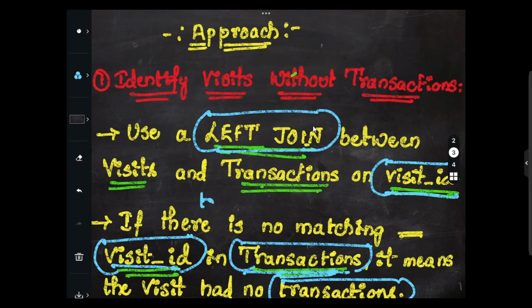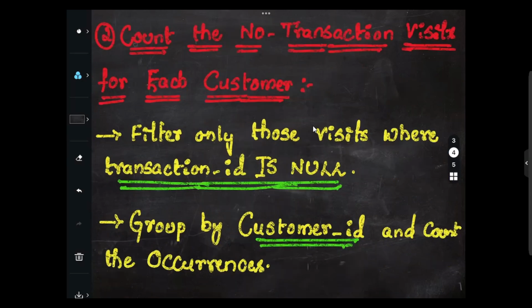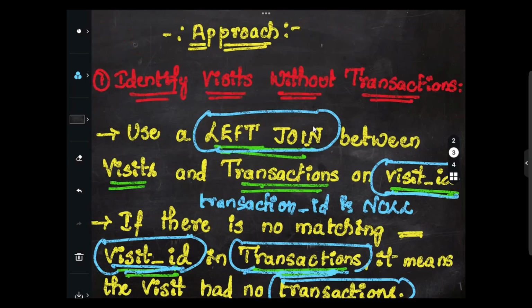In this case, the transaction ID is null, right? Because if there is no matching visit ID in transactions, it means that the visit had no transactions. So this is fine. Let's come to the second point. I hope the first point is super clear, right? We have discussed this one during the explanation of the question as well.